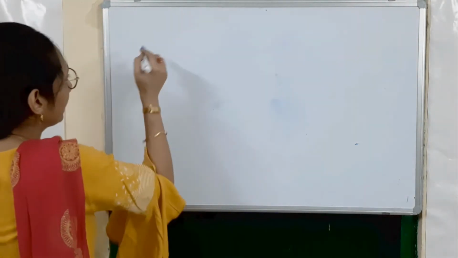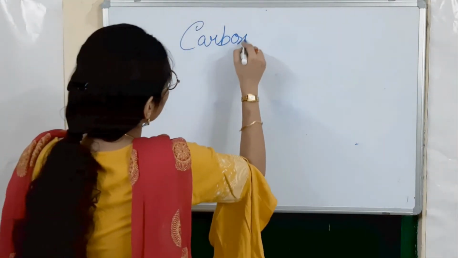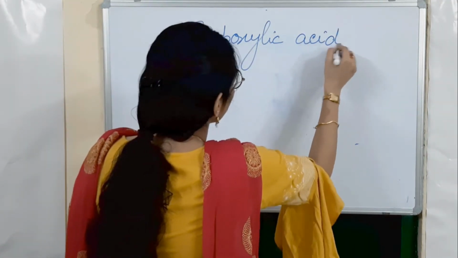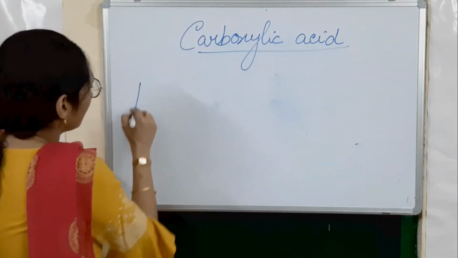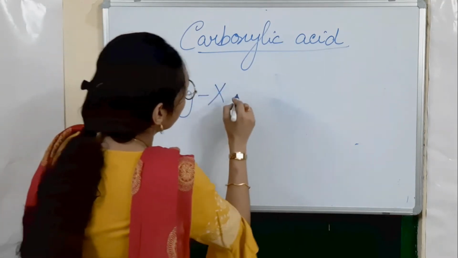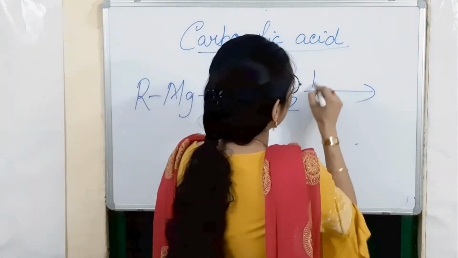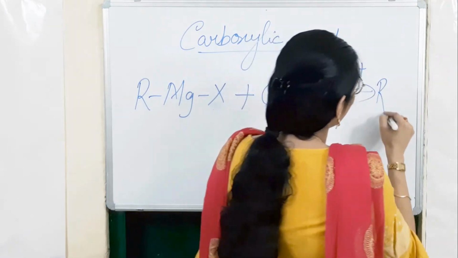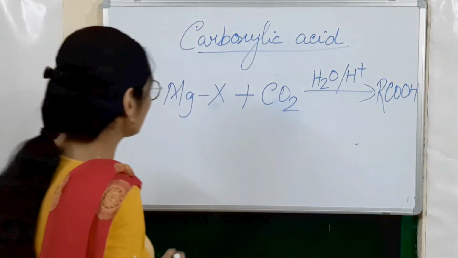Now how can we get carboxylic acid using Grignard reagent? Let us see. Grignard reagent plus carbon dioxide will give you carboxylic acid. Let us see how.